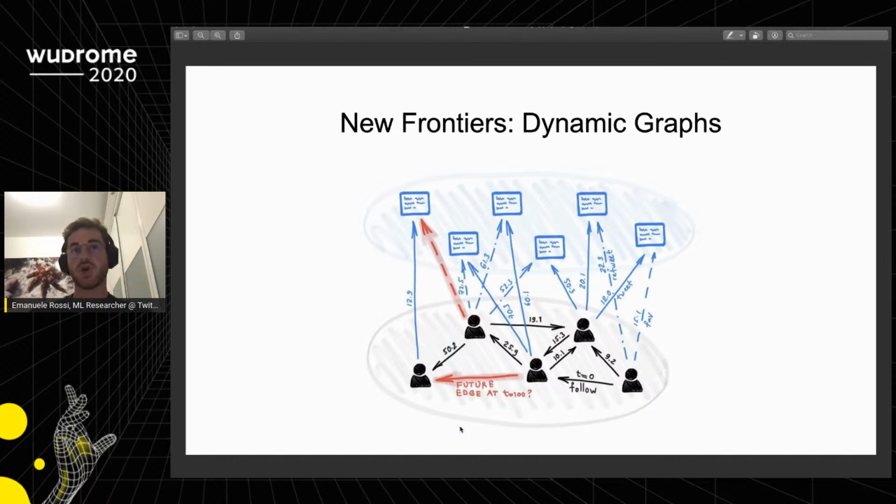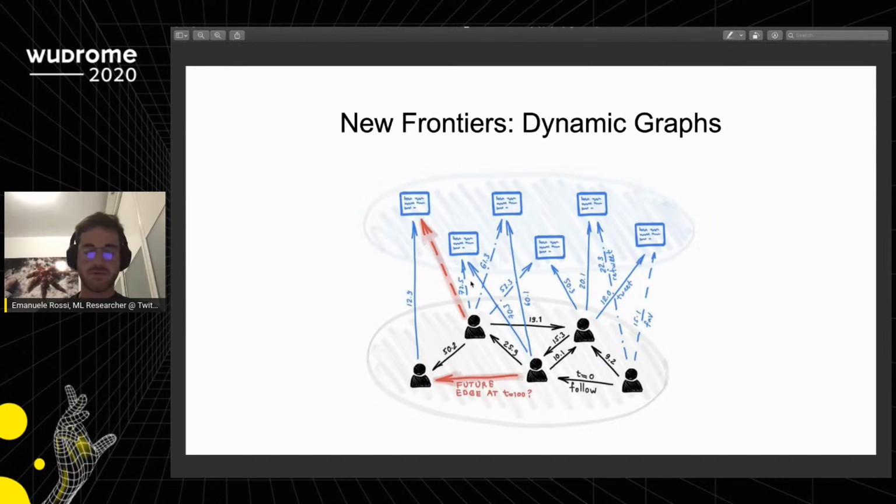And very often the evolution over time, the dynamic of how the graph changes, is fundamental to make predictions. And surprisingly, there hasn't been that much research involving how graphs change over time. And so this is what I'm mostly focusing on right now.